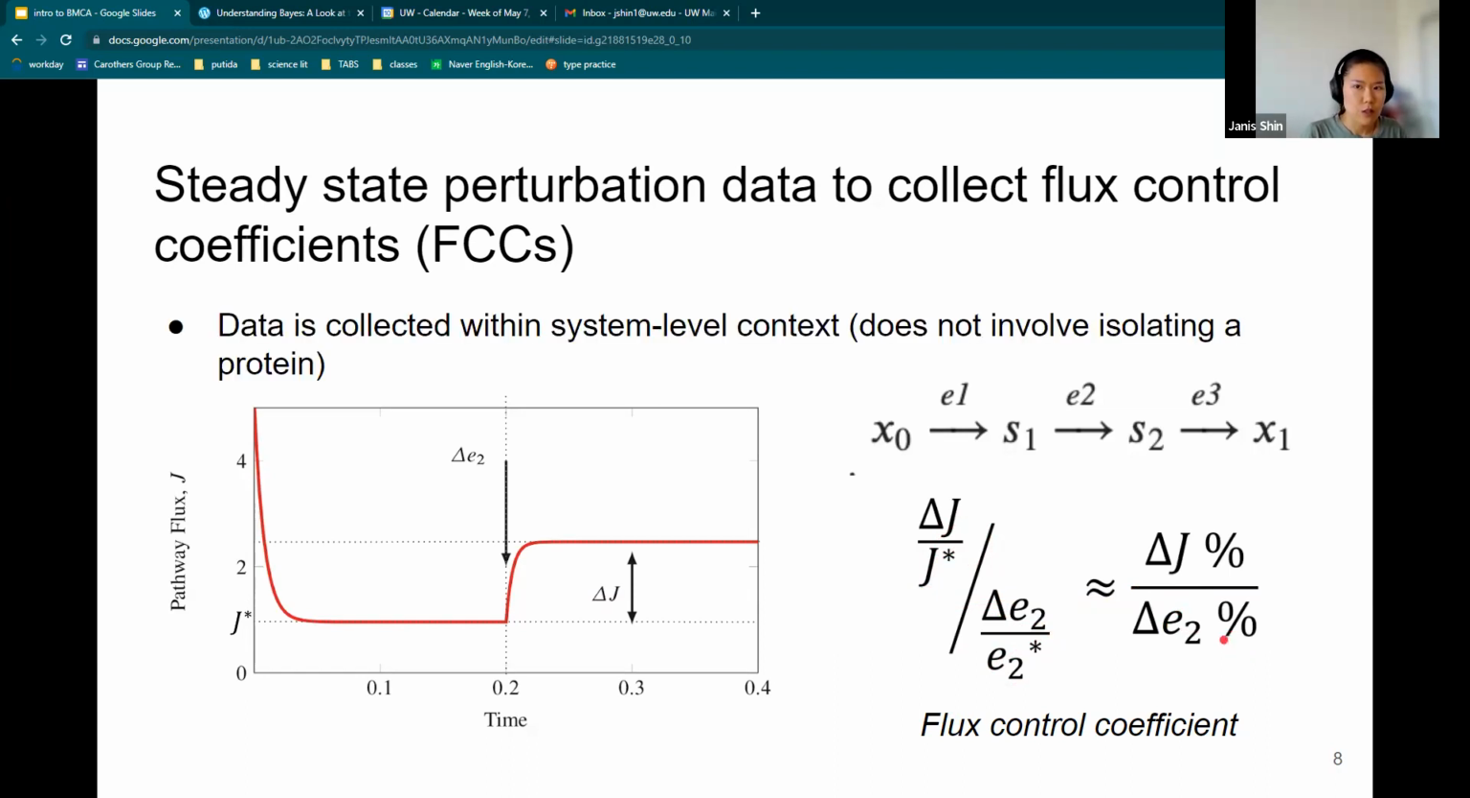And one thing to note is that data collected within the systems level context doesn't involve isolating a protein in this kind of setup. And that's really crucial because there have been studies that show that data that has been collected at the systems level context, when put into kinetic models, helps the kinetic models be more predictive than when we use data that has been collected from isolated proteins.